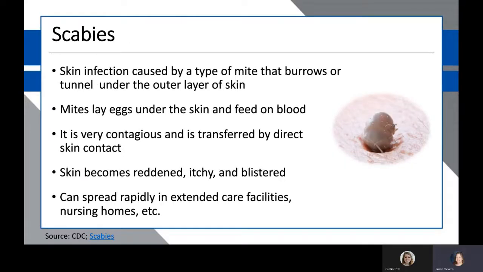Scabies. This is a skin infection caused by a type of mite that burrows or tunnels under the outer layer of skin, and the mites lay eggs under the skin and feed on blood. It is very contagious, and it's transferred by direct skin contact. The skin becomes reddened, itchy, and blistered, and it can spread rapidly in extended care facilities and nursing homes.